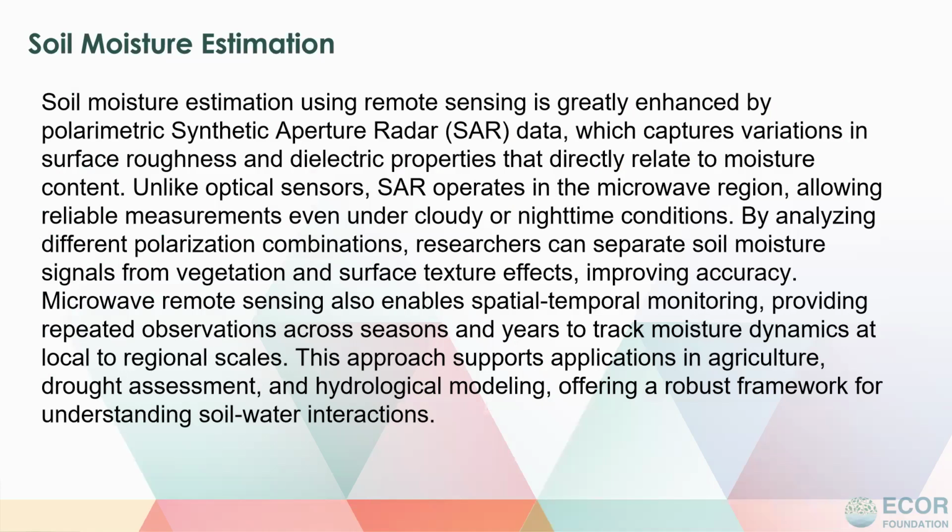Now, soil moisture estimation. It is one of the strongest applications of polarimetric SAR data, that is synthetic aperture radar. So radar penetrates clouds, as we already saw, and can sense the moisture even at night. It is light independent, and different polarization combinations help separate the moisture from the vegetation and soil roughness. This is extremely useful for drought assessment, irrigation management, and crop monitoring.